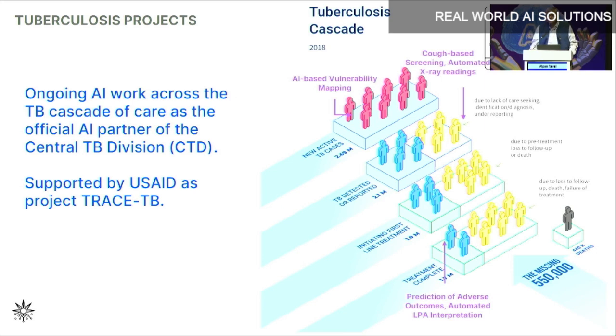And we've also worked on automated interpretation of the line probe assay for diagnosis of drug-resistant TB. And this is using computer vision AI. So we're working on all these various problems across the TB care cascade, and we continue to discover more problems. We are the official AI partner of the Central TB Division and supported by a USAID grant to do this.